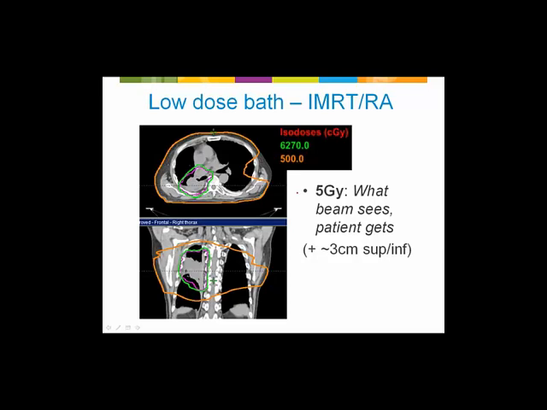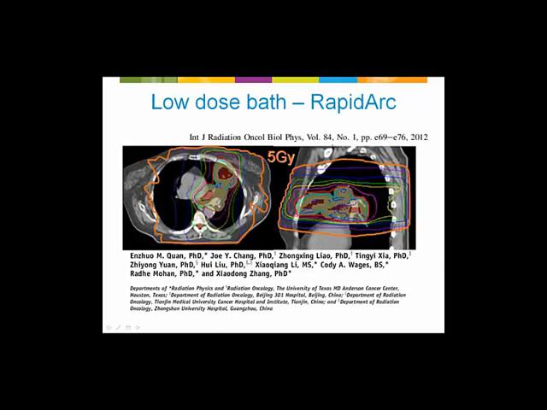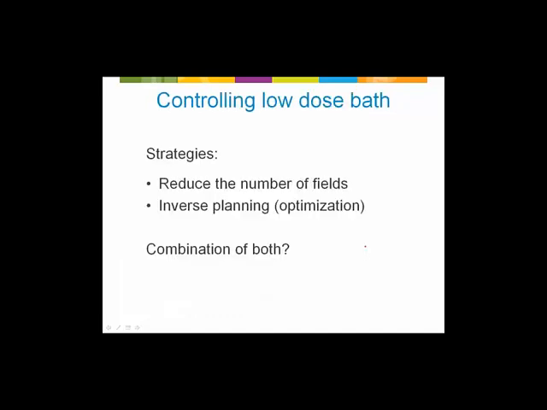What can we do about this? Well, there's a few strategies that come to mind right away. First of all, we could reduce the fields that we're using, right? That's a sensible thing and similar to what we would have done with a 3D planning approach. Alternatively, we may want to use inverse planning. We've all worked in spaces where you can just ask the computer what you would like and have it go off and come up with an optimized plan. Why not put a lot of priority on trying to minimize the low dose to the lung and see what the computer can come up with? Or maybe we could use a combination of these.